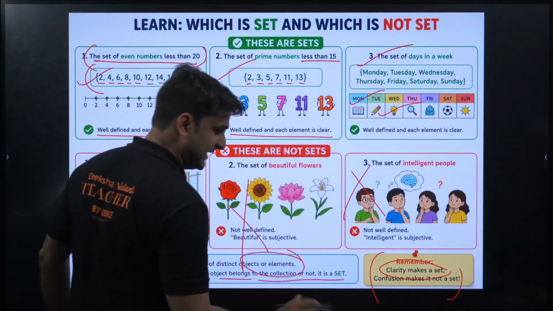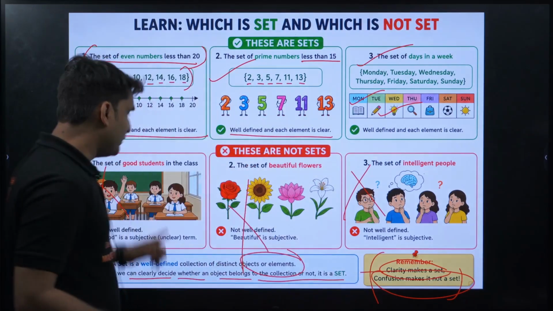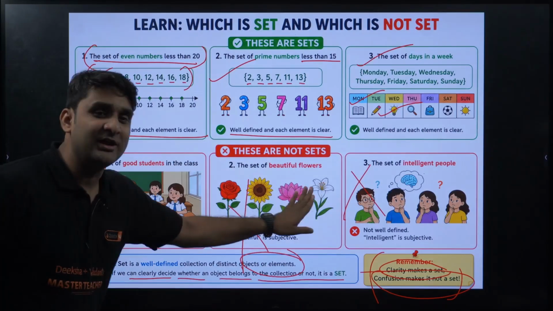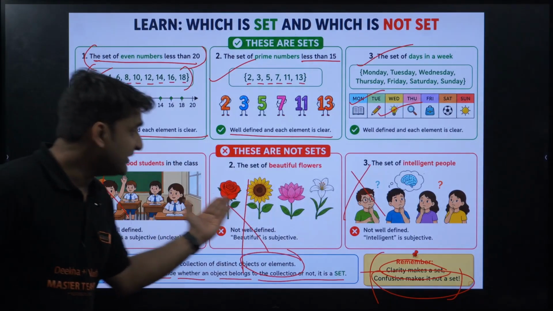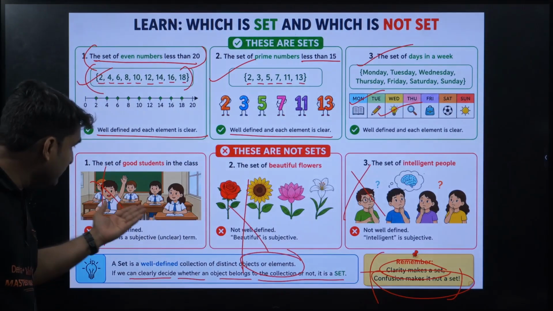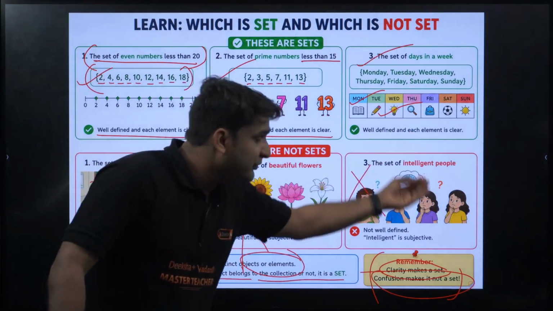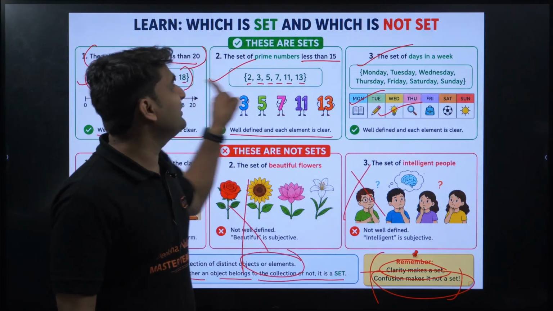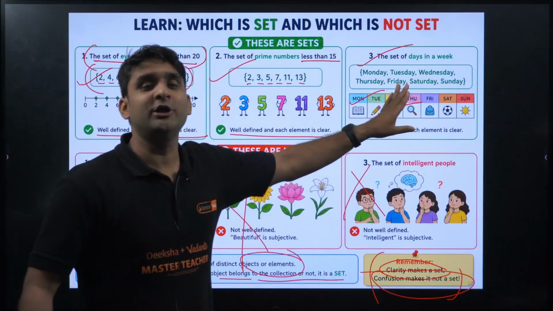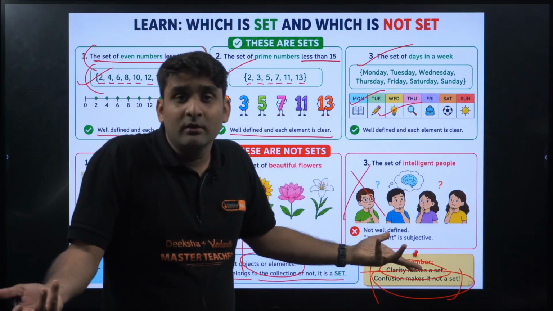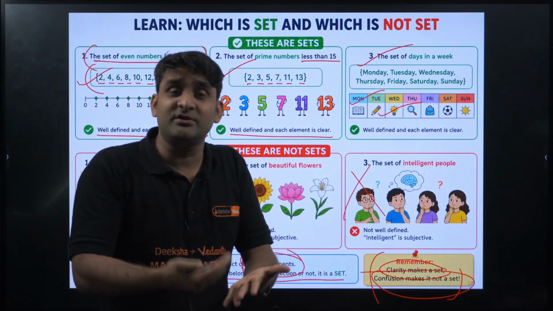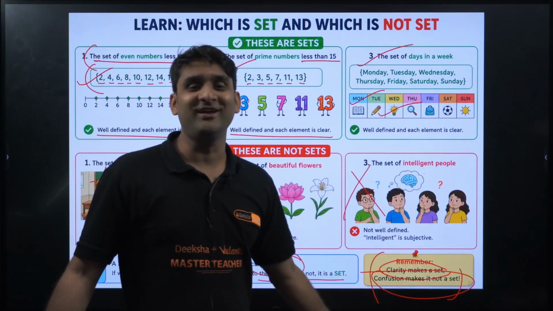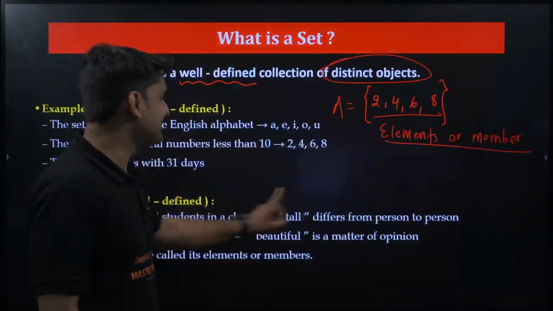Okay, so this is all about clarity. Clarity makes a set and confusion makes it not a set. In these three, if you look, these are not sets, because confusion is there. We can't decide which flower is beautiful, who is a good student, or who is intelligent and who is dumb. But here everything is clear. If I ask you to write the days of a week, it is clear and fixed: Sunday, Monday, Tuesday, Wednesday, Thursday, Friday, Saturday. So clarity gives you a set, and in these three, confusion is there.